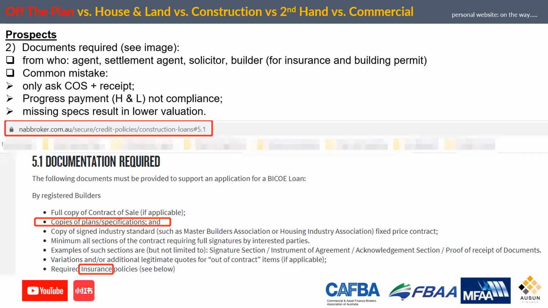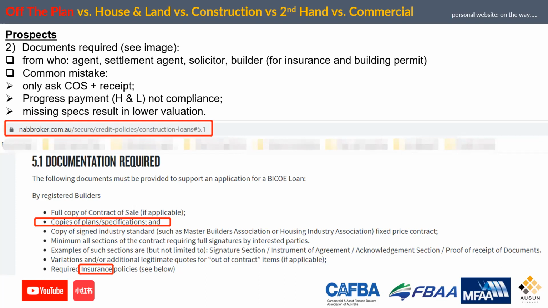The most commonly missed one is looking for the right people to ask for the right documents. For example, in off the plan, if it's a large project, besides the agents, you also have another agent called a settlement agent. They are more like solicitors or conveyancing service. The settlement agent will have more comprehensive documents, and if it's house and land, you also need to ask the builder for the insurance and building permits in order to start the progress draw, which I will introduce a bit later. The common mistake is that they only ask for the contract of sale and the 10% deposit receipt. And some of the builders themselves have problems.